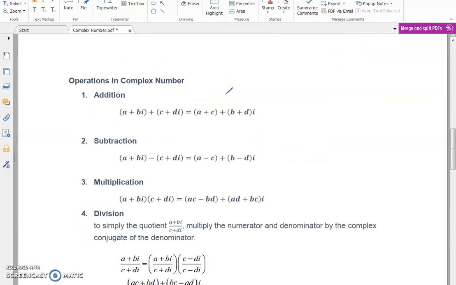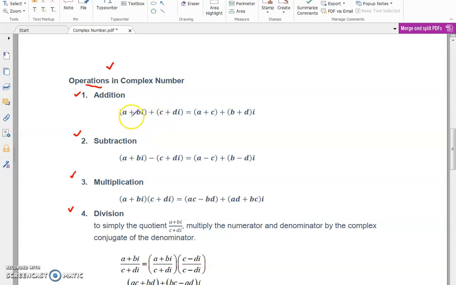But before that, what we are going to learn in the complex number part is the operations of complex numbers. We are going to deal with four operations, which are addition, subtraction, multiplication, and division.